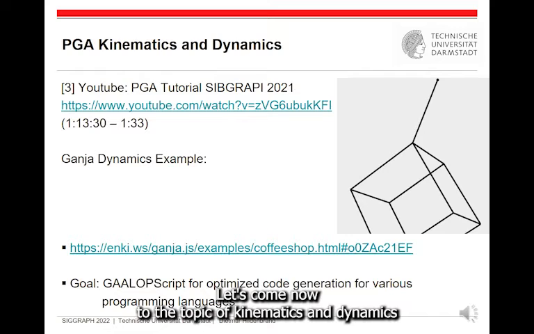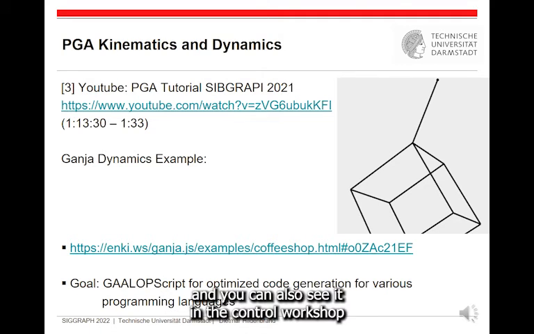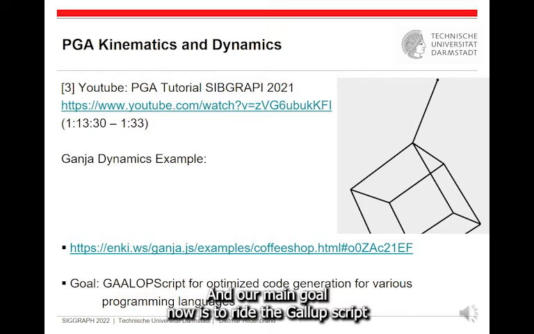Let's come now to the topic of kinematics and dynamics and how we can handle it with PGA. We will focus on an example with a cube and with spring and gravity forces. This is described in the PGA tutorial SIGGRAPH 2021 with the mentioned link, and you can also see it in the GAALOP workshop with a second link on this slide. And our main goal now is to write a GAALOP script in order to get optimized code for various programming languages for the solver to solve this animation problem.